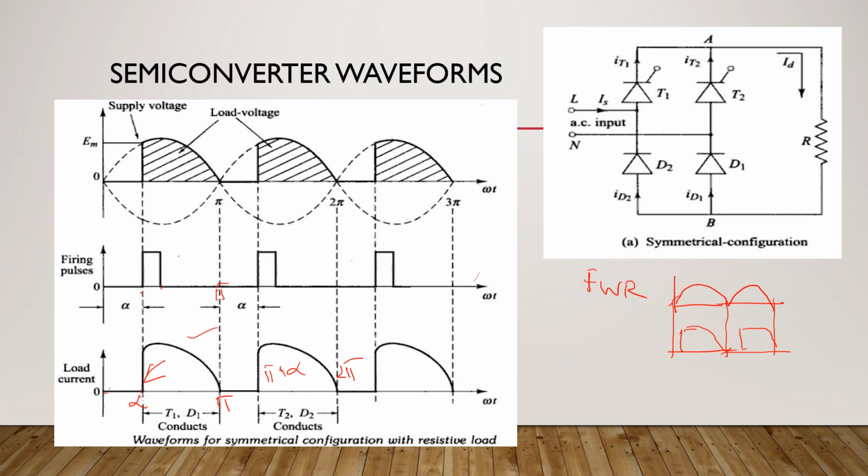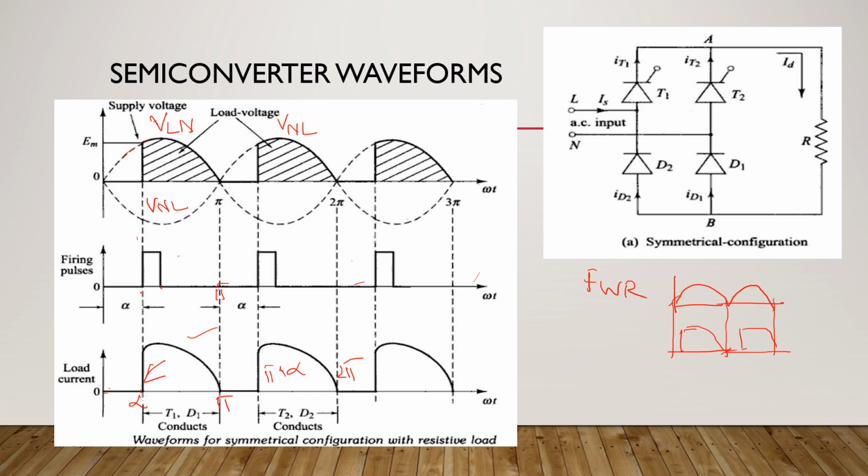If you observe this here, this is VLN. When this is positive, this is VNL, which is negative. So we can say this is VNL.